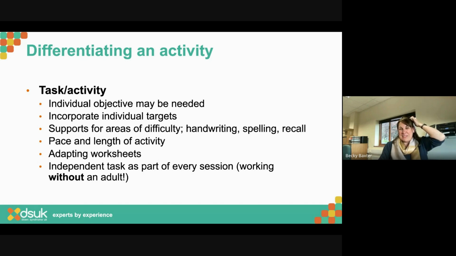Thinking about the task or activity, an individual objective may be needed, a different learning objective than the rest of the class, or an adapted, amended learning objective, certainly. Thinking about now's my chance to get those individual targets and that repetition in. Think about any areas that aren't the target. So if we're having difficulties with handwriting or spelling or remembering the sentence that we came up with, let's not make us have to rely on those areas.